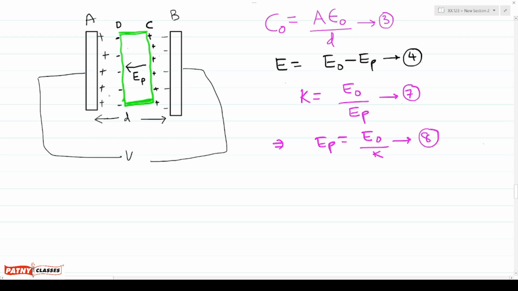You see, there are two parts in the capacitor now. One part with dielectric material and the second part without dielectric material. So here is no dielectric material, and in this part the dielectric material.